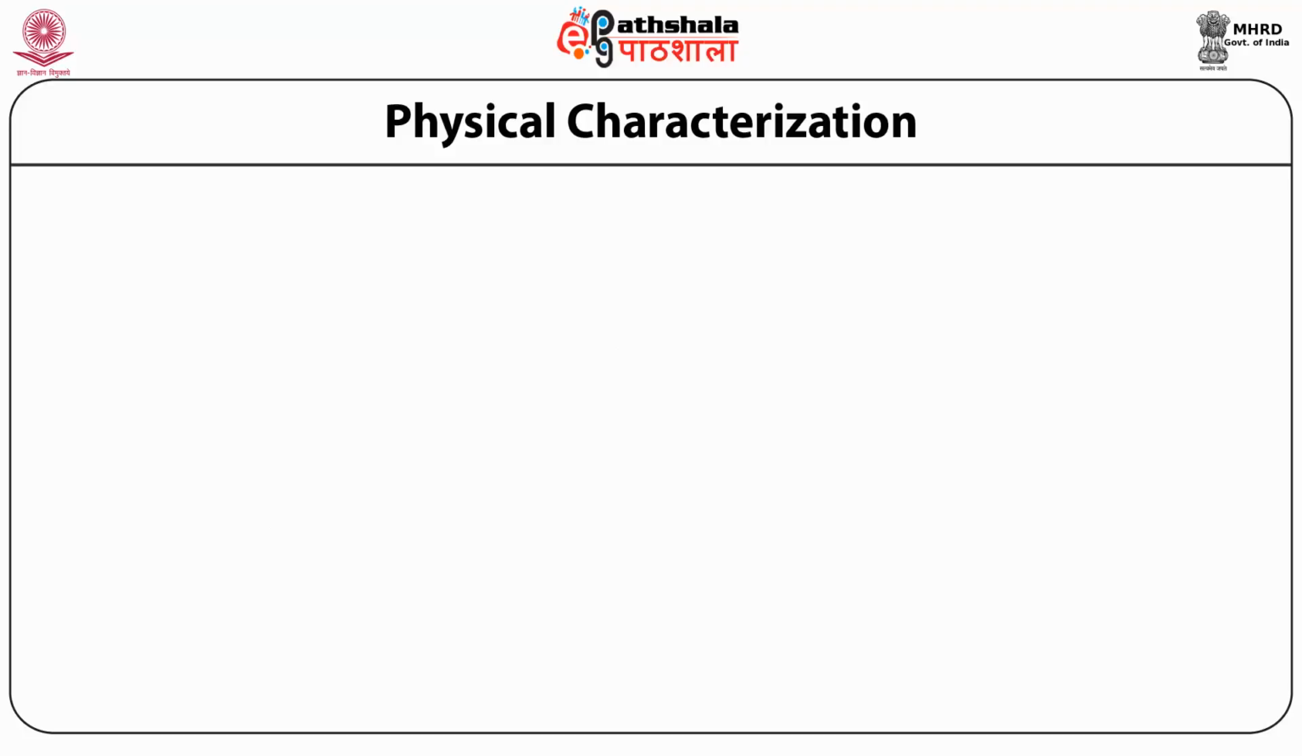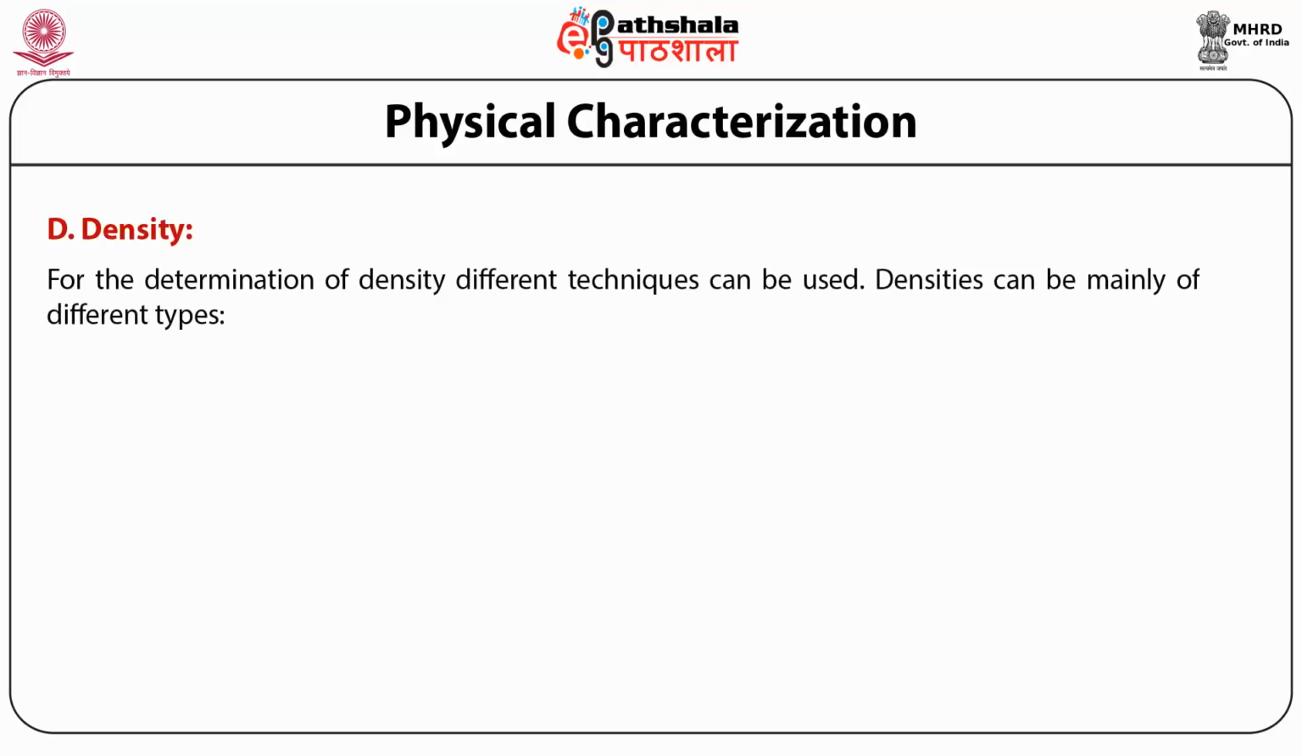Physical characterization. Next parameter is density. For the determination of density, different techniques can be used. Densities can be of different types, for example, true density and granule density. Now, true density.